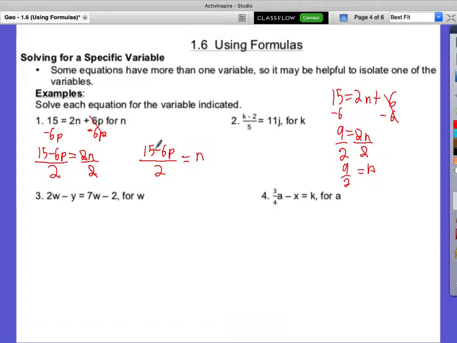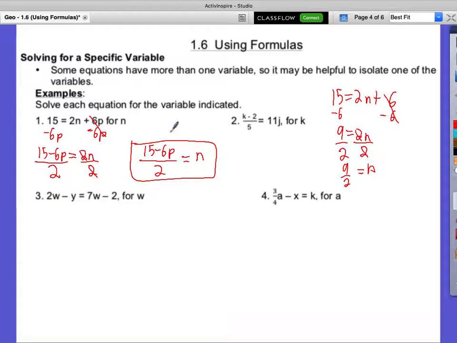Now, does 2 go into 15? No. Okay? Does 2 go into 6? Yes, it does. Now, if 2 went into both of these, we could do more with it. But right now, we're done. We might look at that and be like, that doesn't look very done. That doesn't look finished. That doesn't look clean.